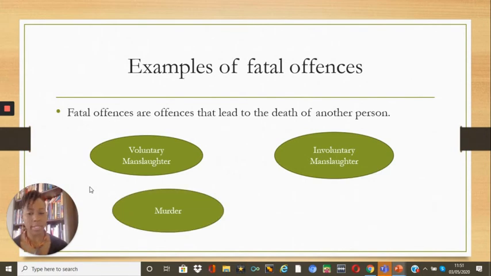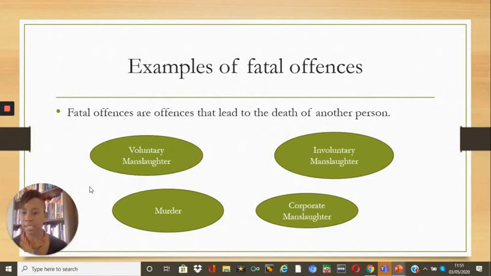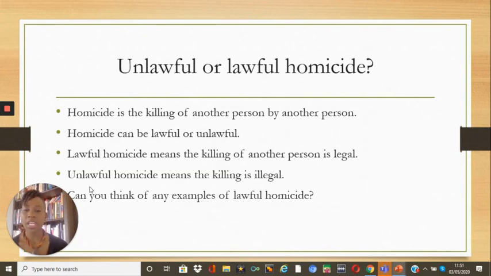Now, examples of fatal offenses are voluntary manslaughter. So in addition to murder, we have voluntary manslaughter, we have involuntary manslaughter, and we have murder, of course, because that's what we're doing here. And we also have corporate manslaughter. Those are just some other examples, but we will continue to focus on murder.